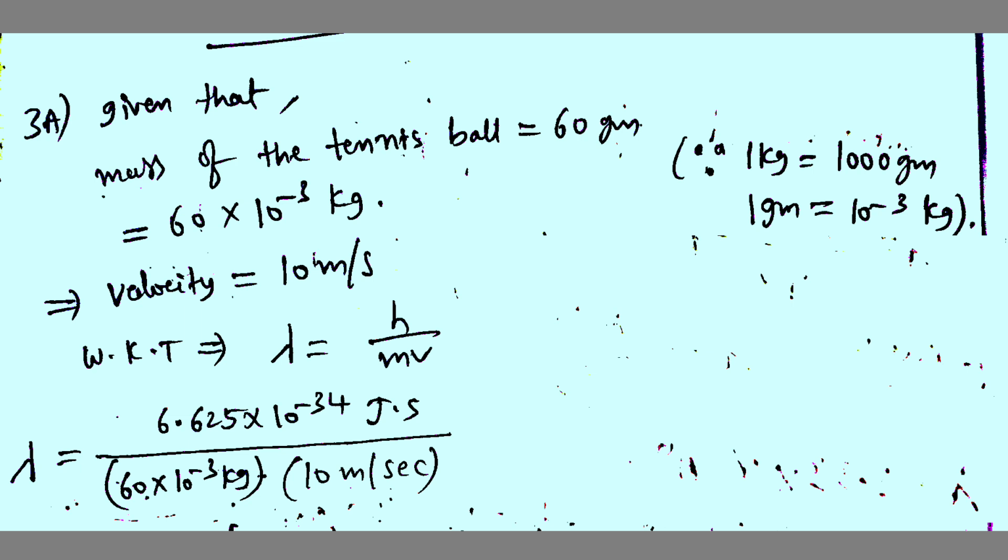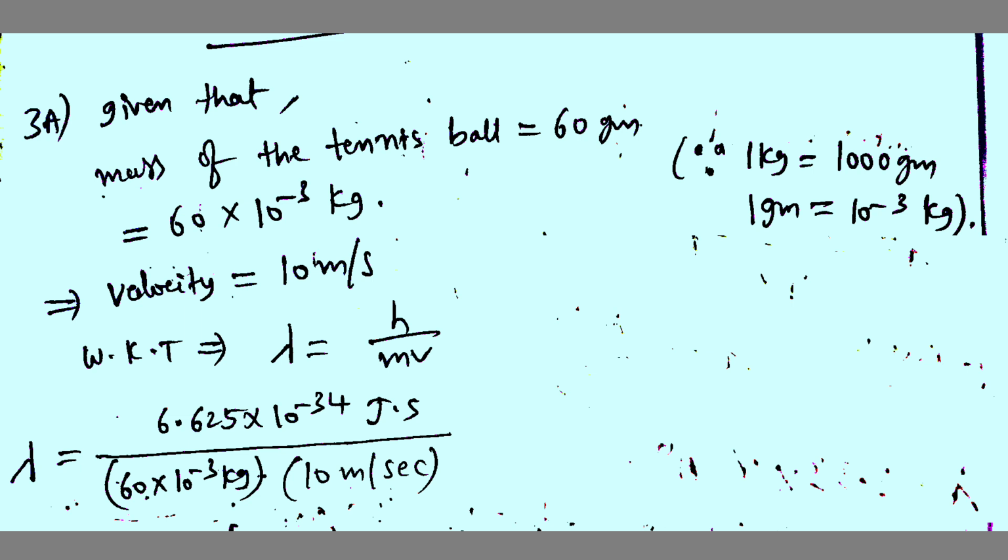Given that the mass of the tennis ball is equal to 60 grams, they gave it in grams, so we have to convert into kilograms. So we have to multiply with 10 to the power of minus 3, then it becomes 60 into 10 to the power of minus 3 kg. In the question they gave velocity 10 meters per second. Now we know that lambda is equal to h by mv according to De-Broglie's wave theory. Now we have to substitute all the given values in the above formula.